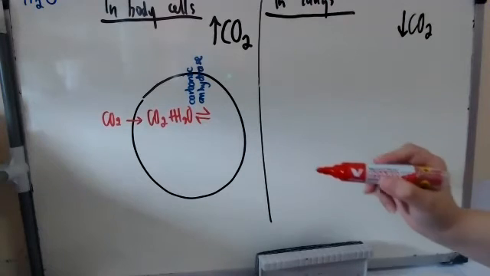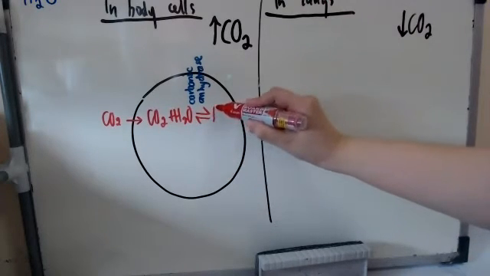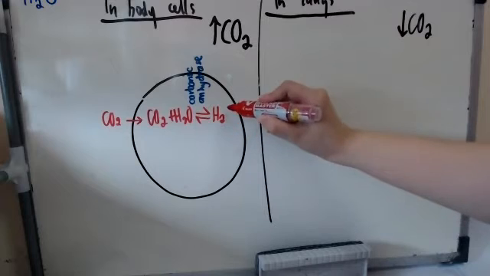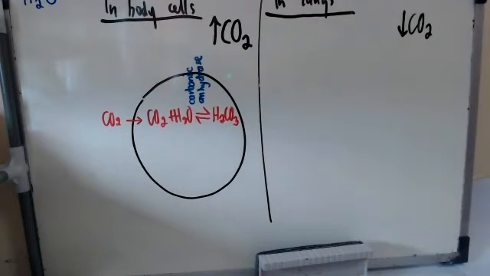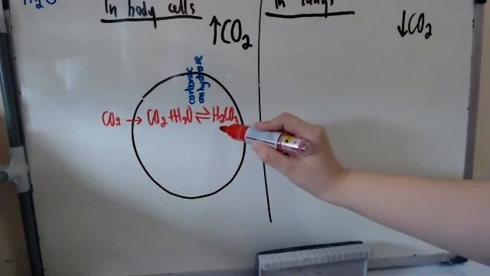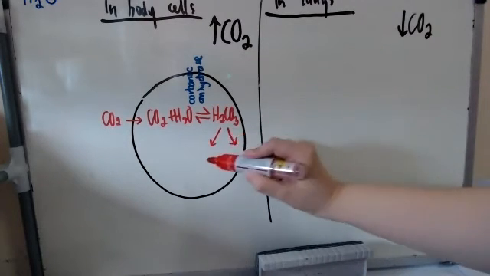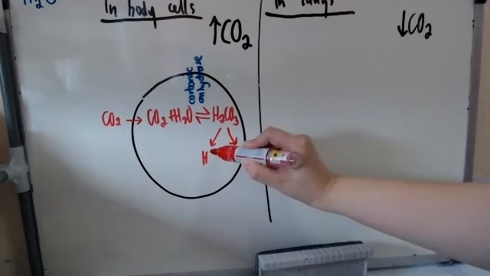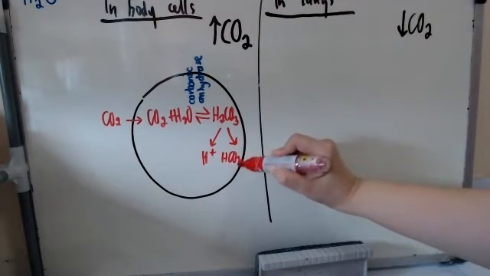So thanks to the carbonic anhydrase, carbon dioxide and water will form carbonic acid. This formation needs the presence of carbonic anhydrase enzyme. After forming it, it will dissociate because it dissolves in water. So it becomes H plus and HCO3 minus.